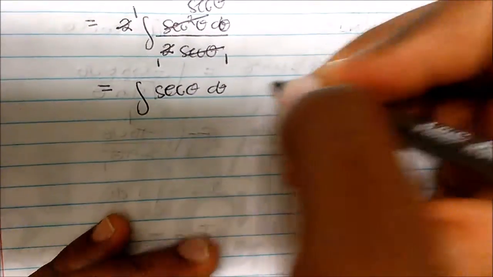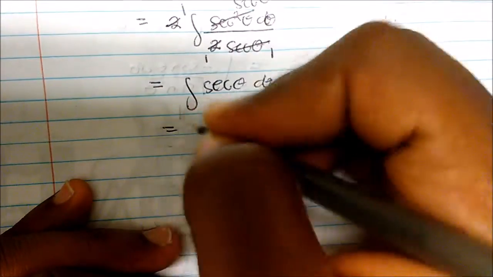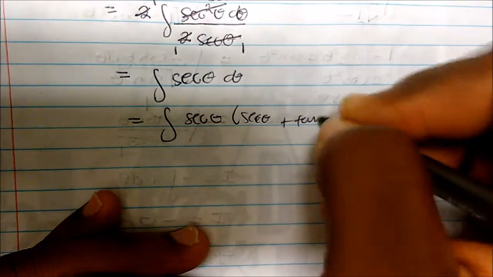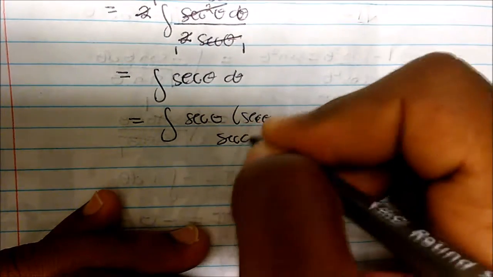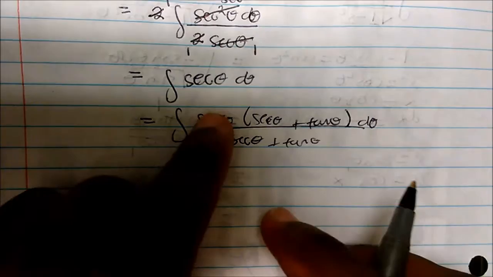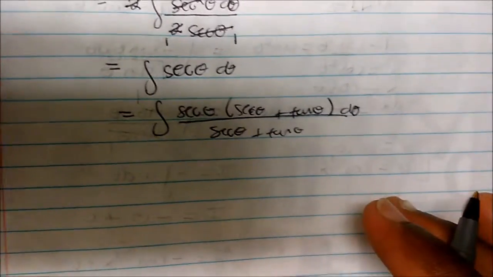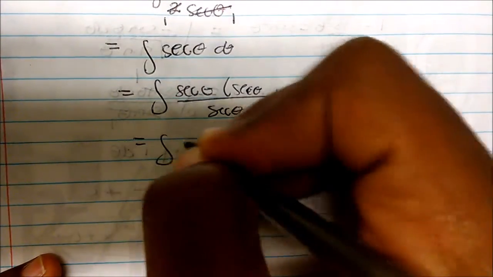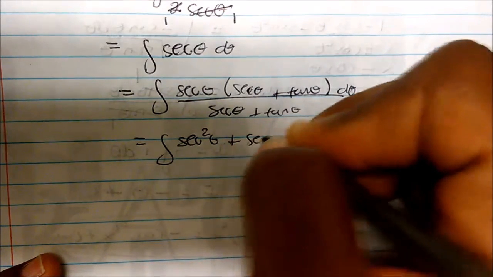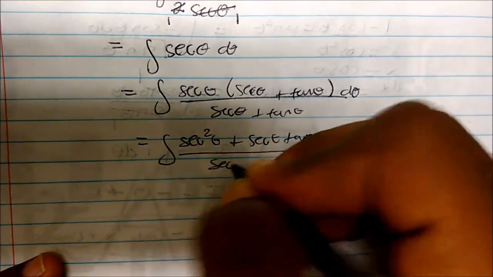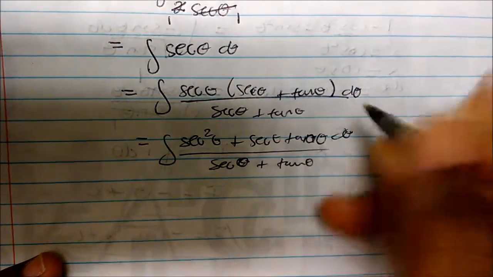Now we actually know how to integrate this. So how we do this is that this is now equal to the integral of secant of theta times secant of theta plus tangent of theta on both sides, secant of theta plus tangent of theta d theta. So this is how we integrate this. Essentially, when we factor it out, we use u substitution. And so this is now equal to the integral of secant squared of theta plus secant of theta tangent of theta d theta divided by secant of theta plus tangent of theta.